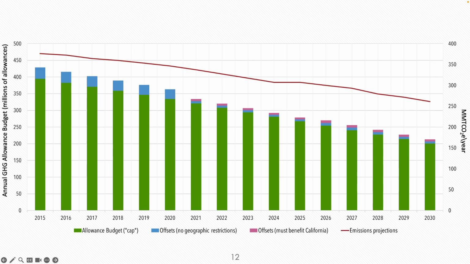and down to around 250 million tons a year by 2030. Okay. Any questions? All right. Let's see here. This is a good spot to maybe take a break for a couple of minutes. So let's say 5 minutes and then we'll continue.